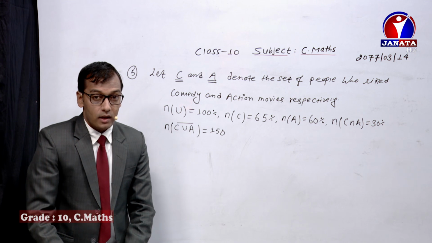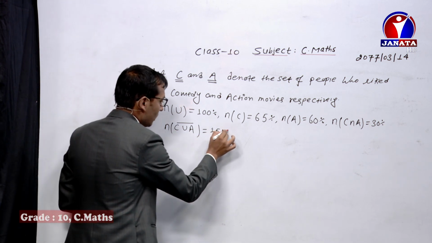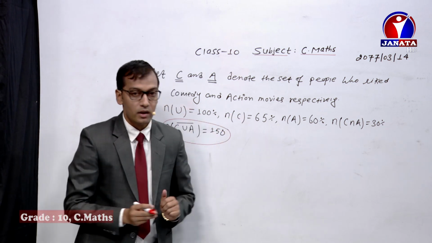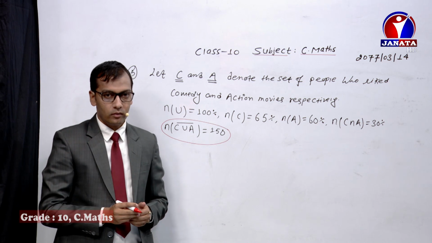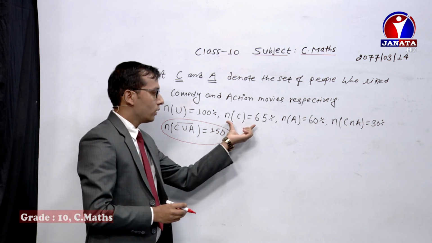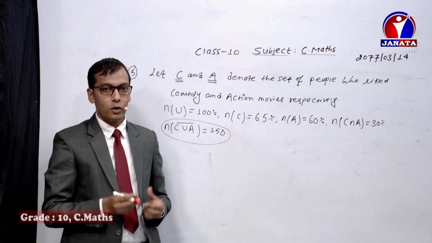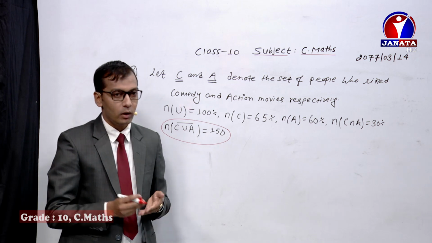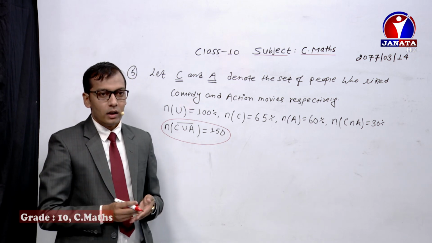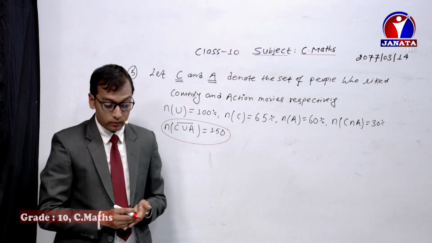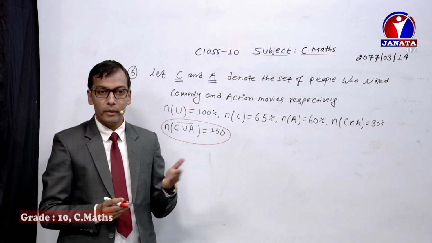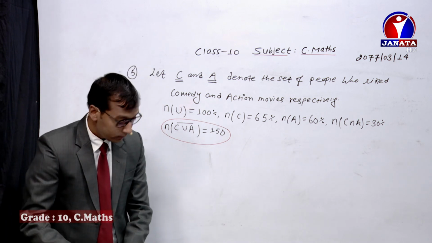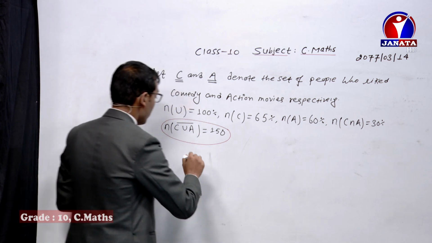Among all this information, the last is in number, and the rest is in terms of percentage. So here the majority of the information is in percentage. So we will use a Venn diagram. There are two ways, which I have already mentioned in class. If we are not asked to use a Venn diagram, we can use the formula method or the Venn diagram method. So let's now calculate n of C union A.